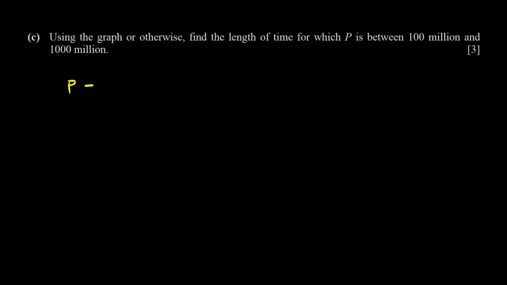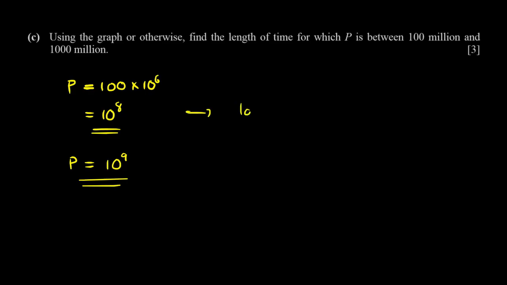So if p is equal to 100 million, that's 100 times by 10 to the 6, and that's going to be equal to 10 to the power 8, right? Because 100 is 10 to the power 2, times by 10 to the power 6 is 10 to the 8. And when p is equal to 1,000 million, well, we just times it up by 10. That's equal to 10 to the power of 9. So if we log both of these, if we find log p, then we've got log of 10 to the 8, which is just 8. So log 10 to the 8 is just 8. And here we've got log 10 to the 9, and that's going to be equal to just 9.